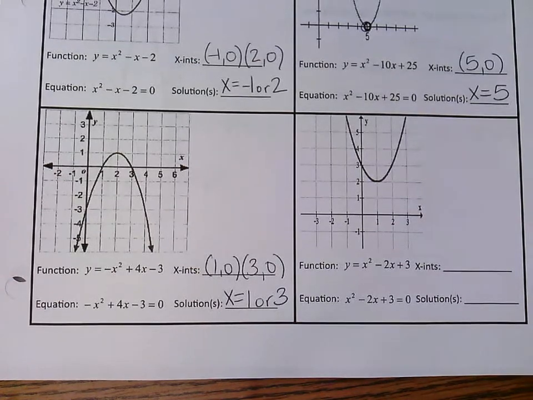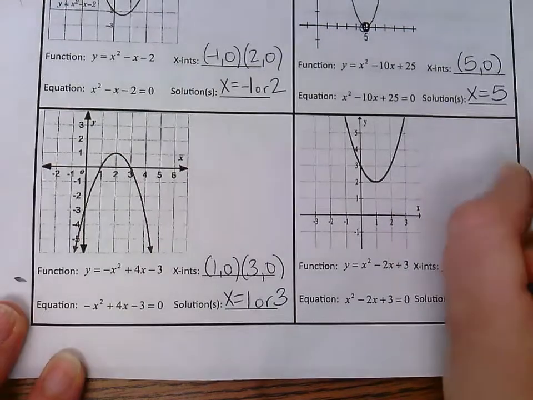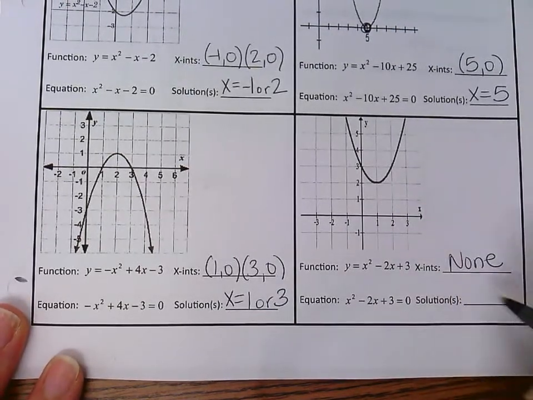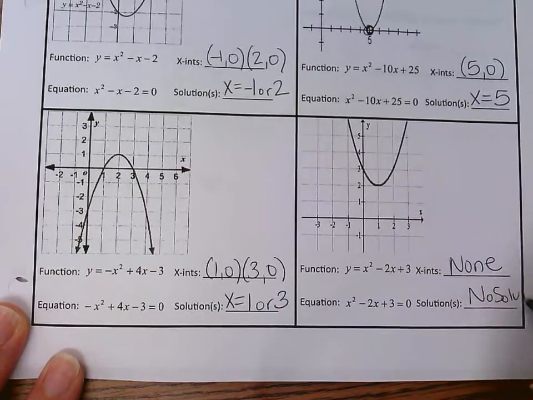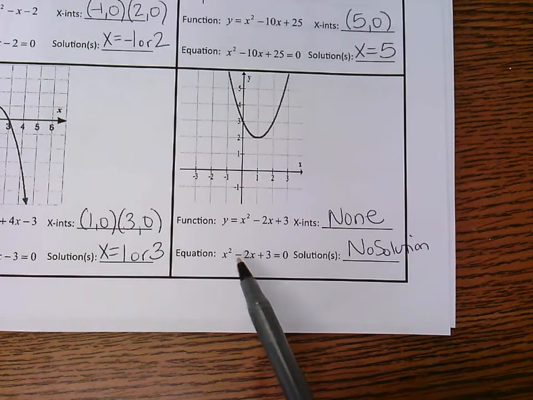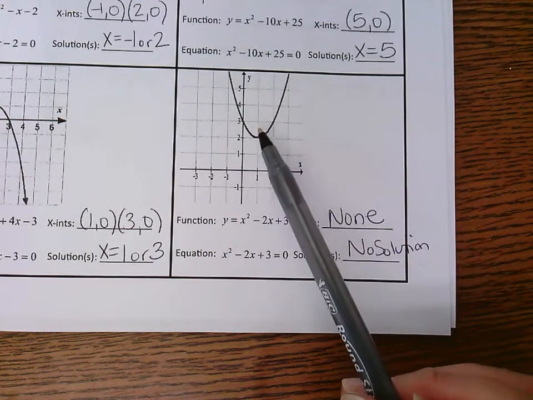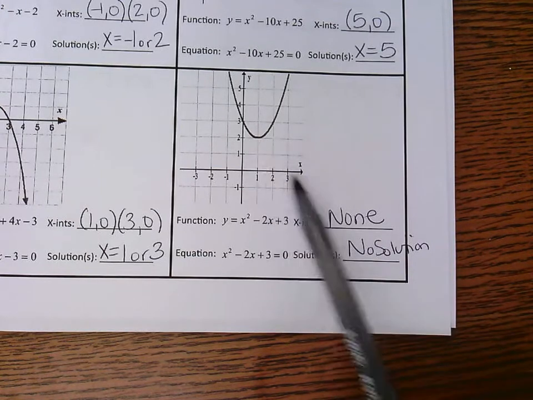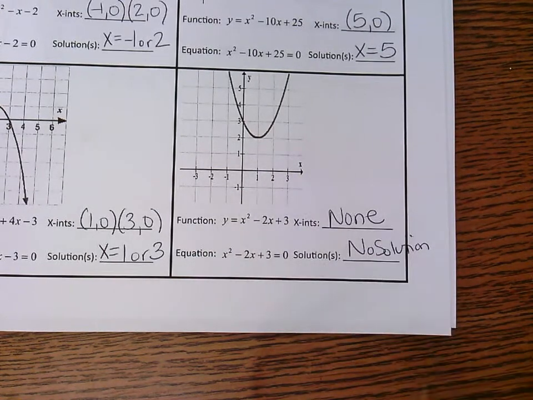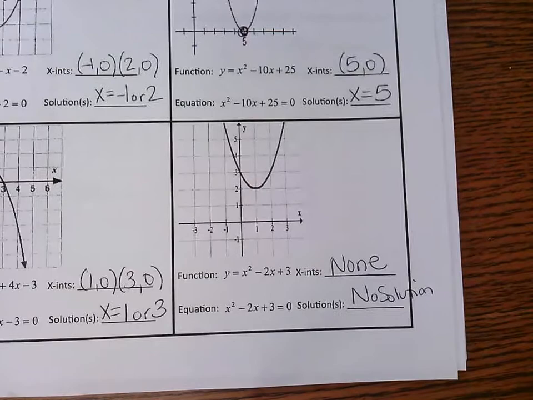Okay, and then this last one, there's no x-intercepts. So there are none. And so there's no solution to this quadratic equation. So what I was talking about is when we go virtual, when we talk about complex numbers, there actually are complex roots dealing with i, but there's no real numbers. There's no x-intercepts. So it's okay to only have one x-intercept, and it's okay to have no x-intercepts. That's an appropriate answer.